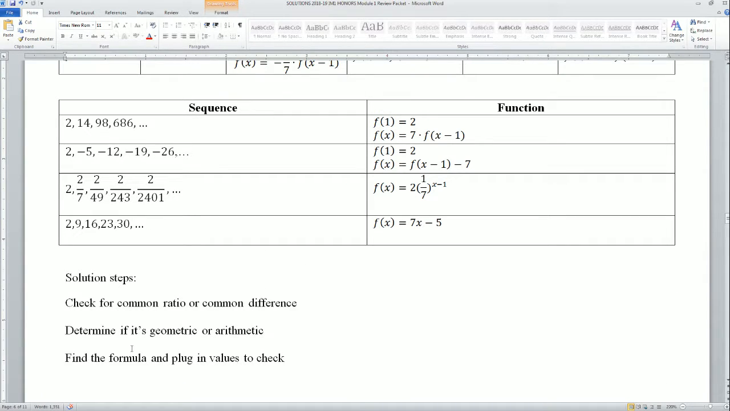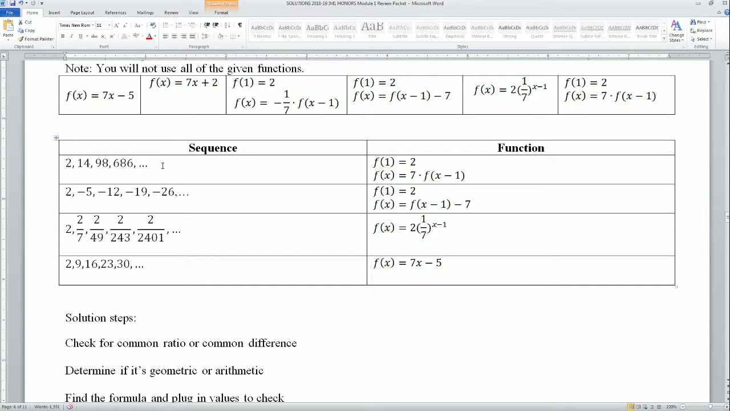First of all, you always want to check for the common ratio or the common difference. Second, determine if it's geometric or arithmetic. If it's a common ratio, you find the geometric sequence. If it's a common difference, you get the arithmetic. Once you have that, you simply get the formula, either the recursive or the explicit, and plug in the values to check. So the first one here, here's your solution.